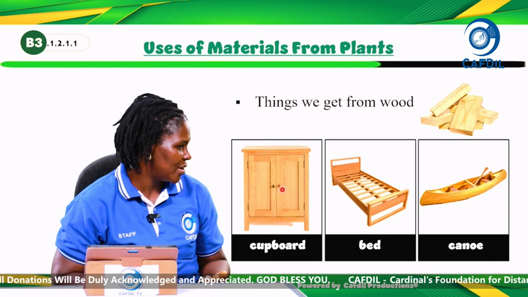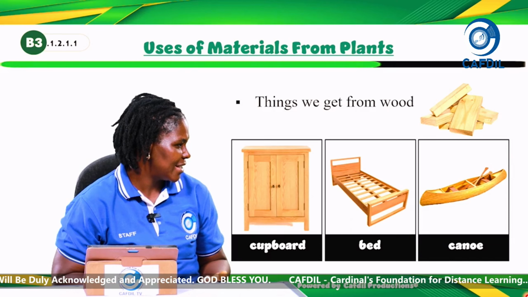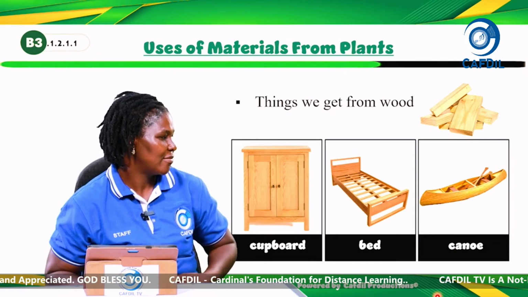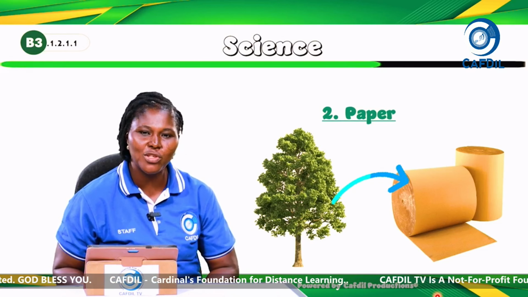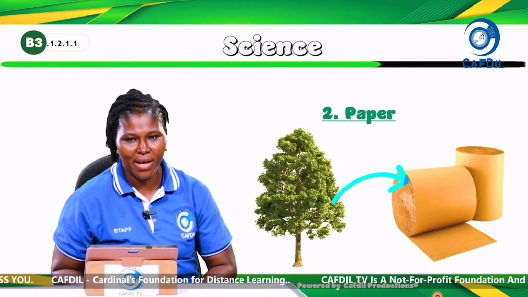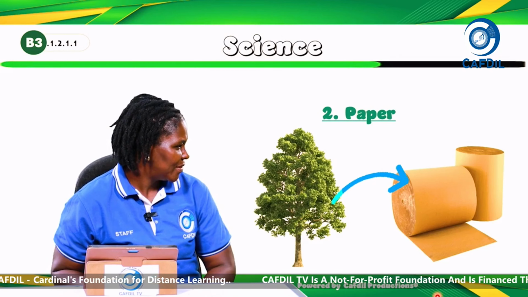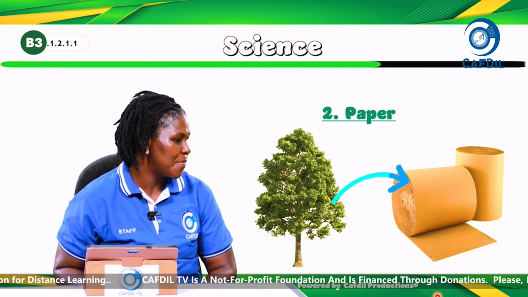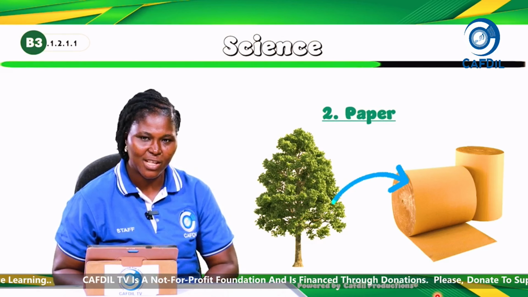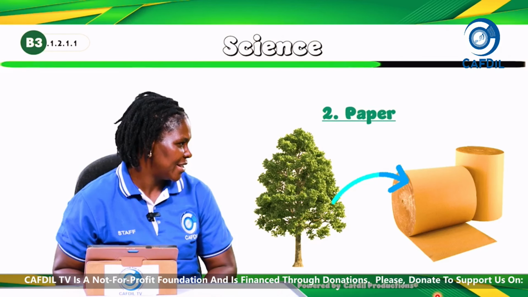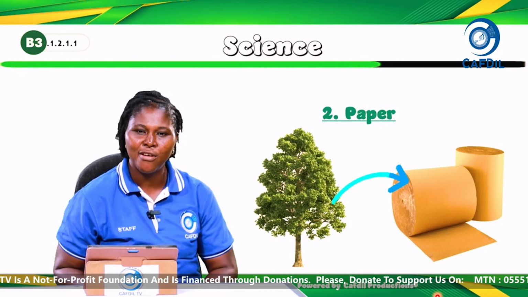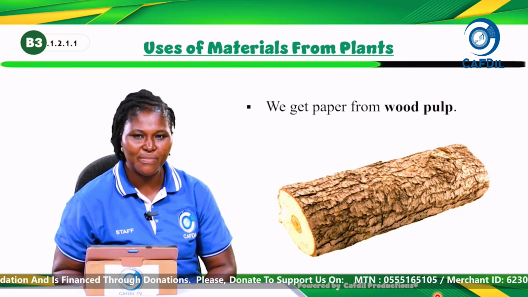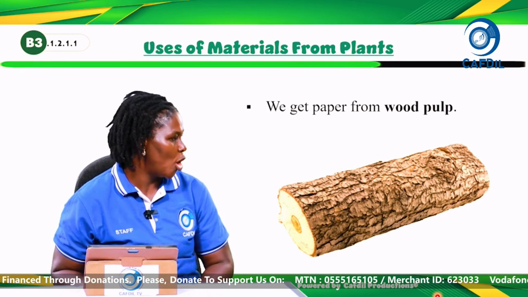So we get cardboard, bed, and then canoe from wood. Good. Now let's go to paper. Now the arrow pointing to the paper means we get paper from trees, as we can see on our screen. How do we get the paper from the plants? Let's look at it. We get paper from wood pulp.